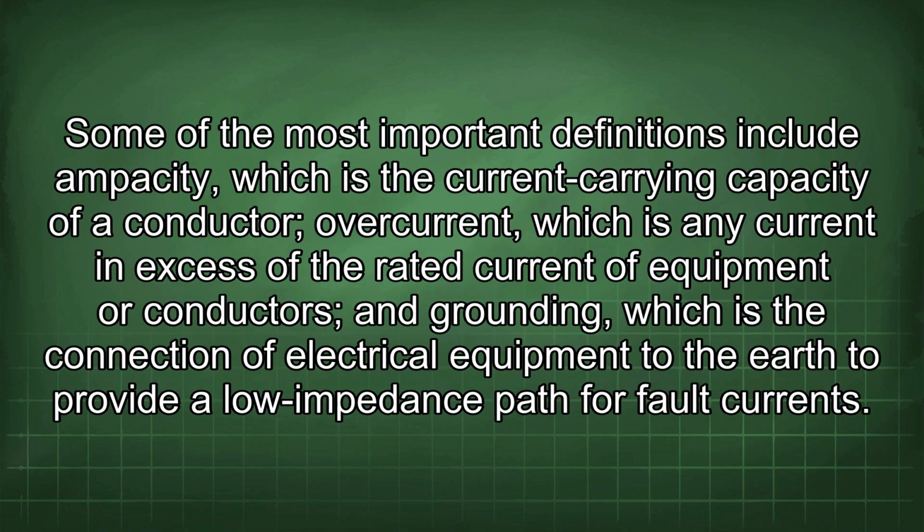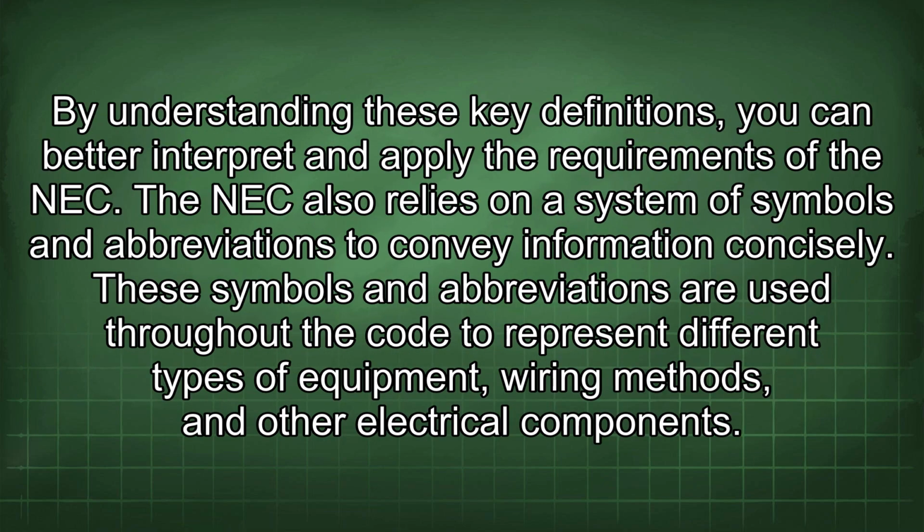Some of the most important definitions include ampacity, which is the current carrying capacity of a conductor; overcurrent, which is any current in excess of the rated current of equipment or conductors; and grounding, which is the connection of electrical equipment to the earth to provide a low impedance path for fault currents. By understanding these key definitions, you can better interpret and apply the requirements of the NEC.